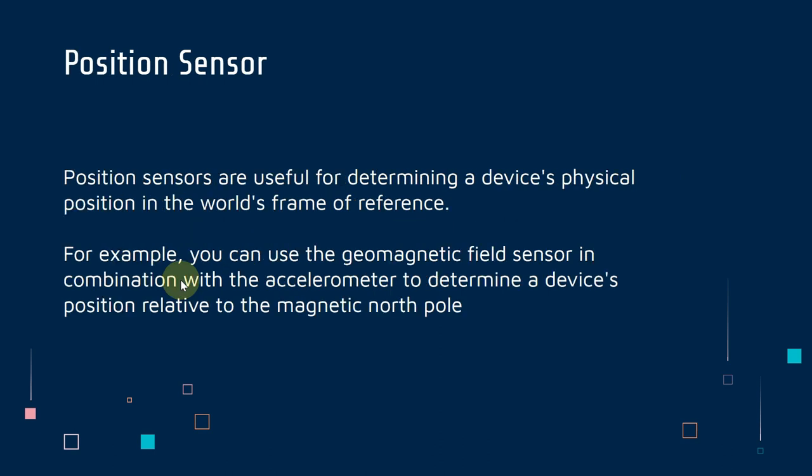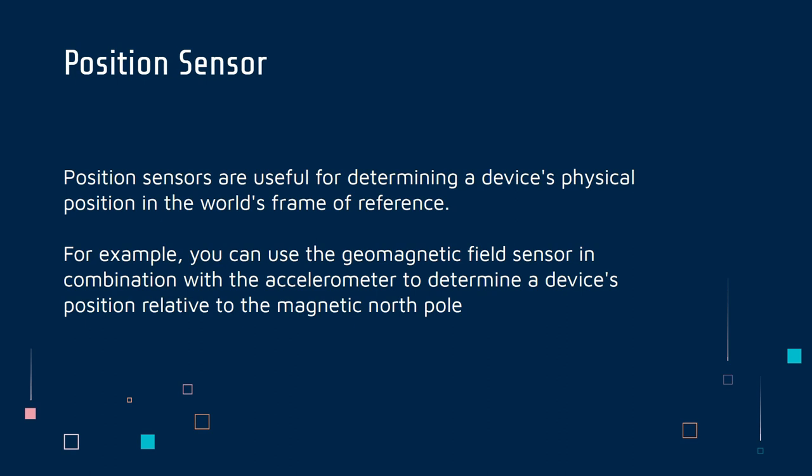Okay, the next category of sensor is the position sensor. Position sensors are useful for determining a device's physical position relative to the world coordinate system. For example, you can use the geomagnetic field sensor and combine it with the accelerometer to determine a device's position relative to the magnetic north pole. So for example, you may develop a compass application that can show you north, south, and so on.